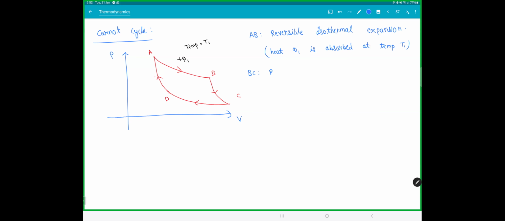And then B to C is a reversible adiabatic expansion. Since it is adiabatic, there is no heat transfer during this process. And when you go from C to D, the volume is decreasing. This is reversible isothermal compression. In this process, heat Q2 is rejected. So the engine rejects heat Q2.